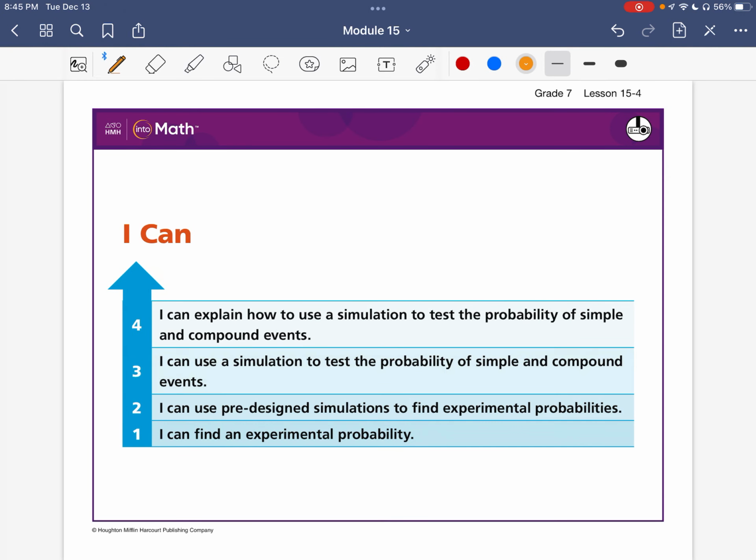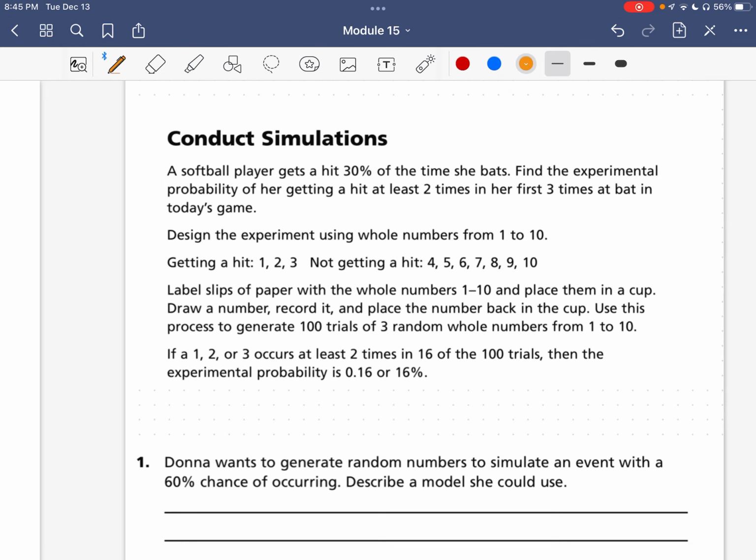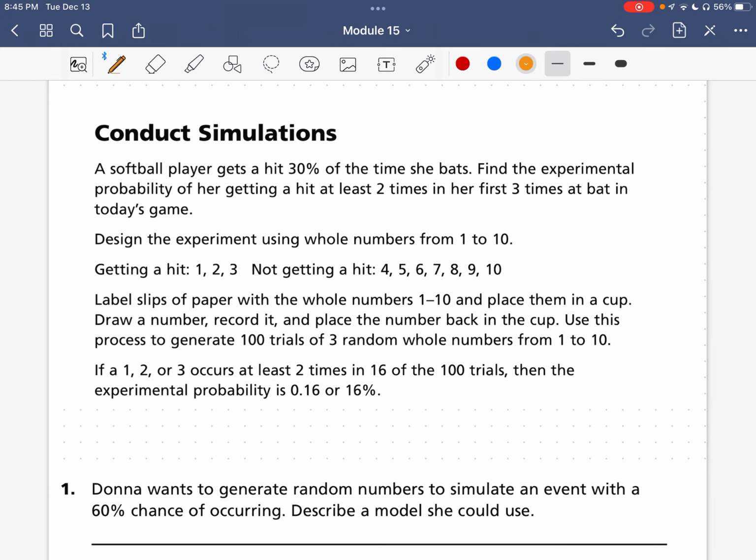This is grade 7, module 15, lesson 4. Our I can statement for today is: I can use a simulation to test the probability of simple and compound events. So here we'll talk through this first example.